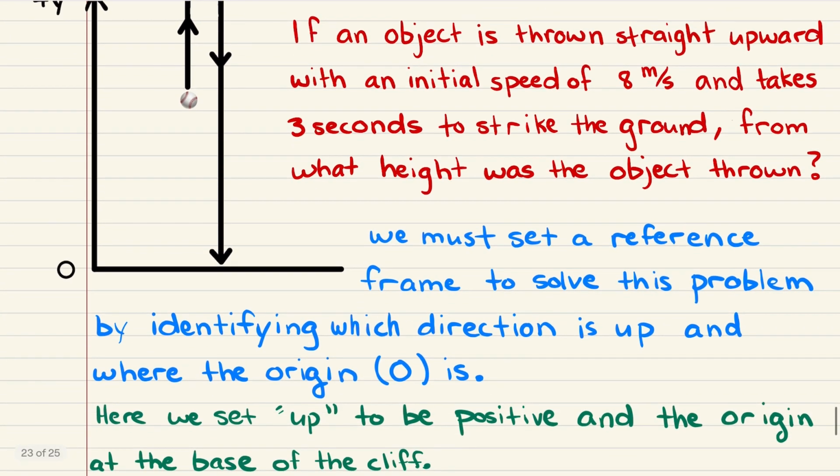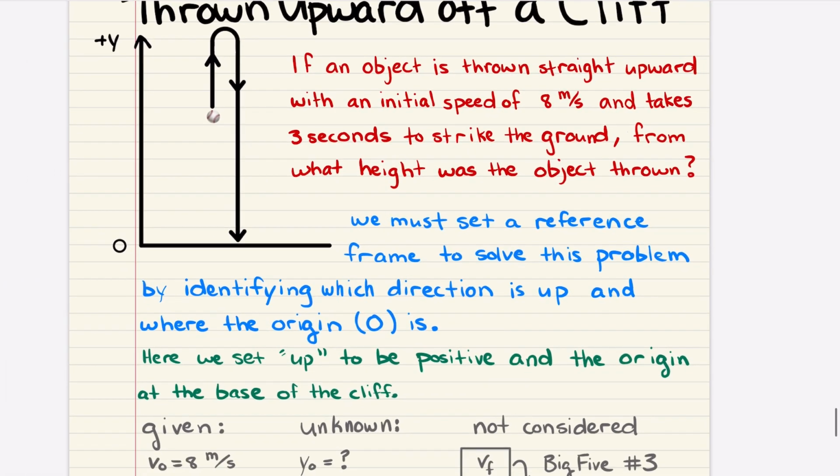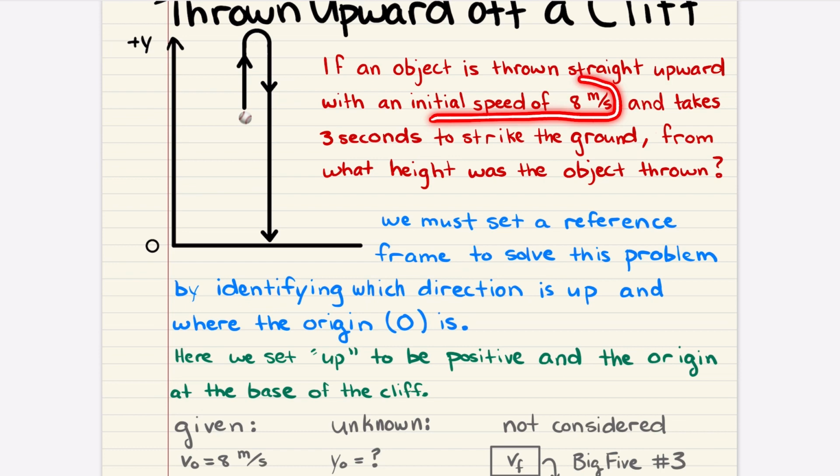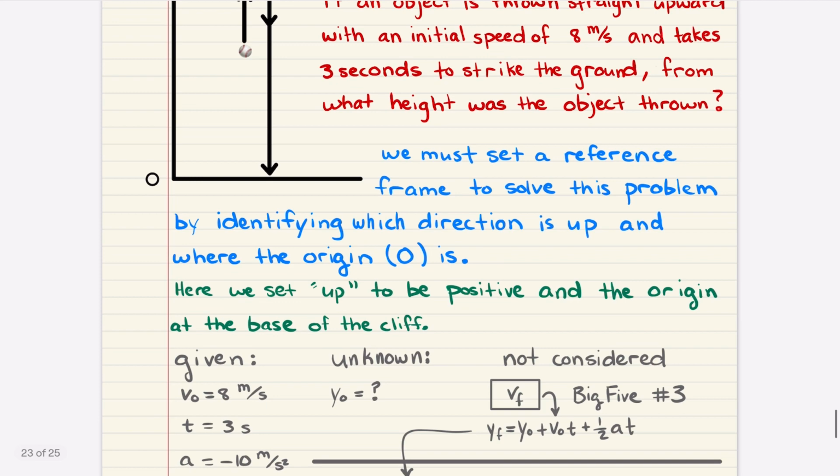That said, I set up to be positive and the origin to be the base of the cliff, and I'm going to write down what's given. What's given is the fact that we have an initial velocity of 8 meters per second, and we're also given a time of 3 seconds. The other thing that's not explicitly given, but we have to understand, is that our acceleration is still negative 10 meters per second squared. What it's asking for is what was the initial height of the object? From what height was it thrown? So that's going to be our initial position.